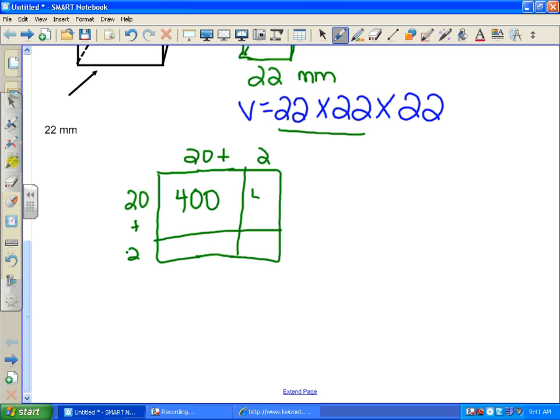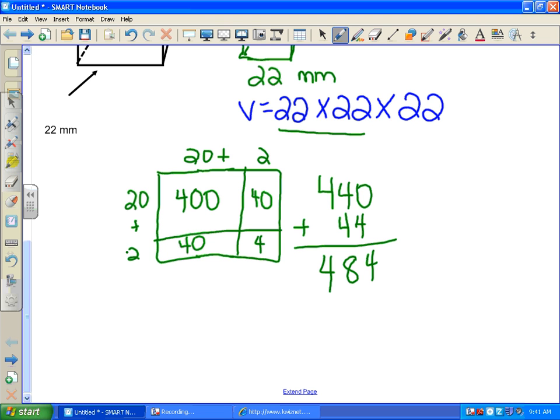20 times 2? 40. 20 times 2? 40. 2 times 2? 4. Now I can add them all up. 400 plus 40 is 440. 440 plus 4 is 444? I'm sorry, 40 plus 4 is 44. Add that up, you get 484. Now, are we finished?